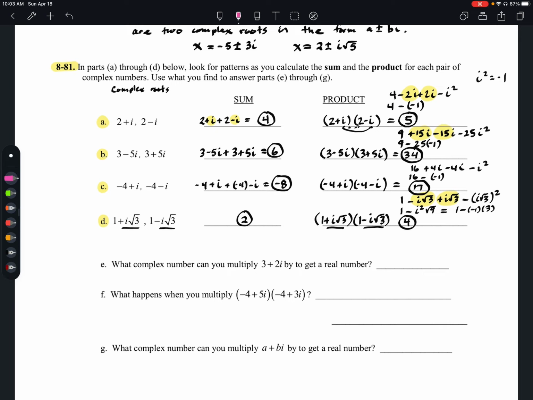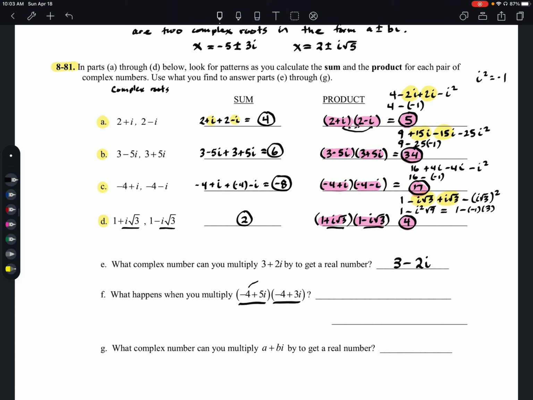So hopefully you picked up on this, right? We multiplied this complex number times this complex number and got a real number. This complex number times this complex number gave us a real number. And I imagine you're picking up on that pattern already, right? So what number would I have to multiply it by? You should have said 3 minus 2i. Now what happens if we multiply two complex numbers that look like this? Let's go ahead and do it.